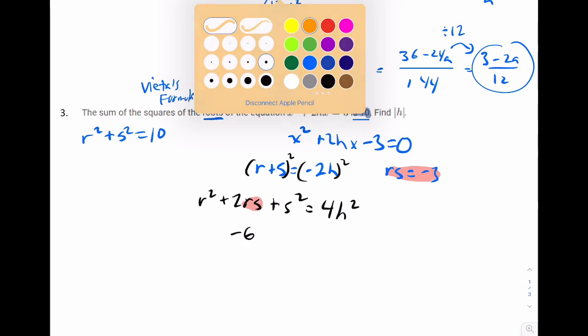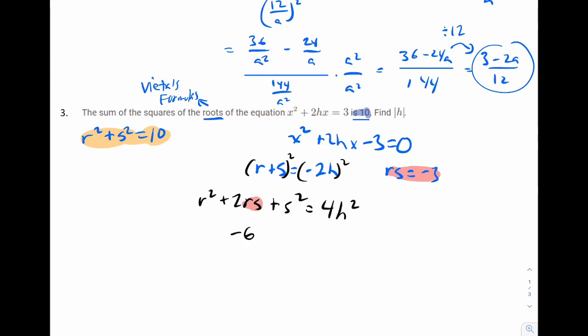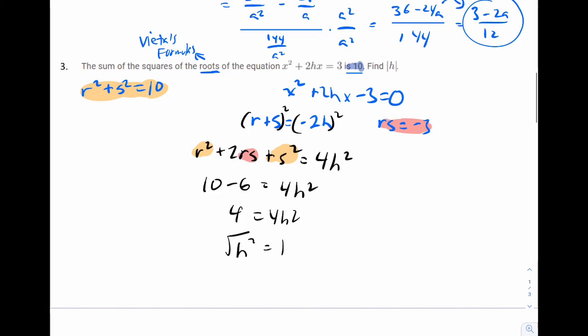Now we also have r squared plus s squared equals 10, which means this plus this has to equal 10. And now look at that. Now we have 4 equals 4h squared. h squared equals 1. We square root. 1 is the absolute value of h. We could keep going, because we know that h would be plus or minus 1. But look at what we're trying to solve for. We're solving for the absolute value of h, which means don't do this. We have it. It is 1.